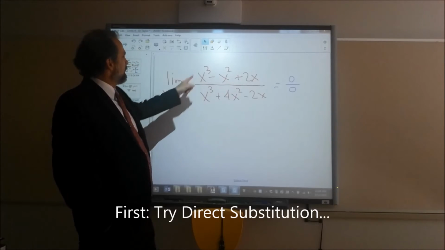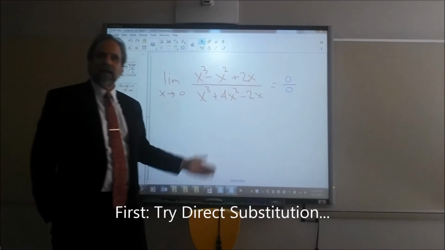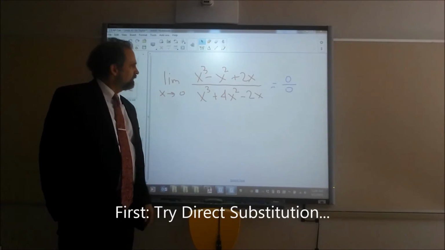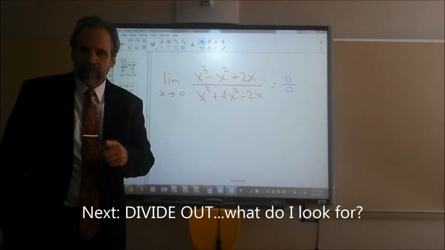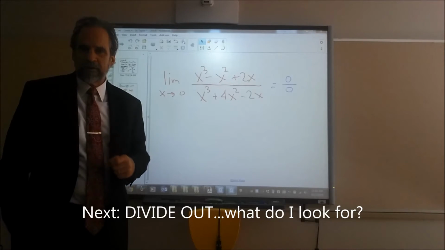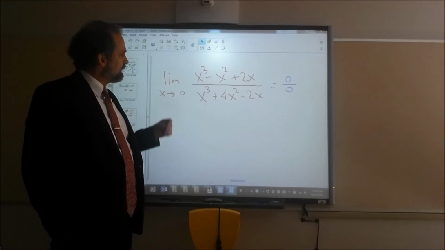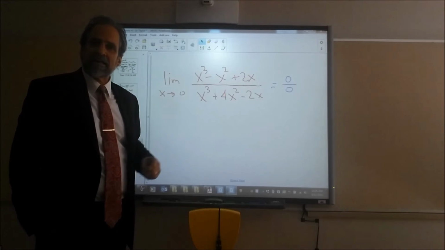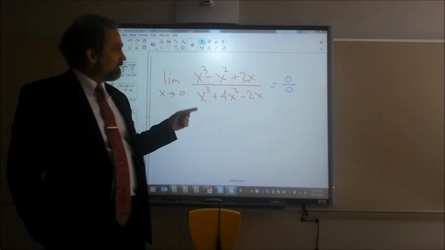When I plug in a 0, I got 0 over 0. Can't do that limit. But what do you notice about those terms, top and bottom? Take a second. Okay, what did you get? I see there are some powers of x. I see there is not a single term that doesn't contain an x. When that's the case, I'm off to step 2.